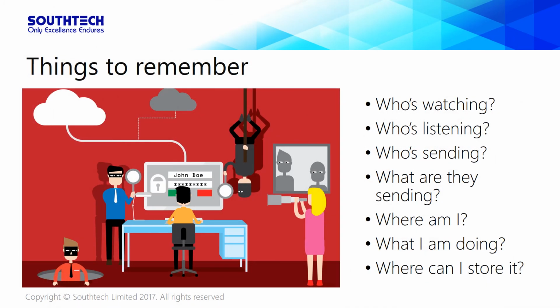A few important things to remember while using the internet. 1. Who's watching your online activities? 2. Who's listening to you while you're speaking over the internet? 3. If you're receiving something, then who's the sender? 4. What actually are they sending you?